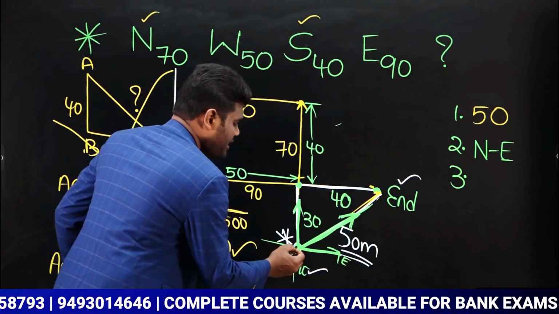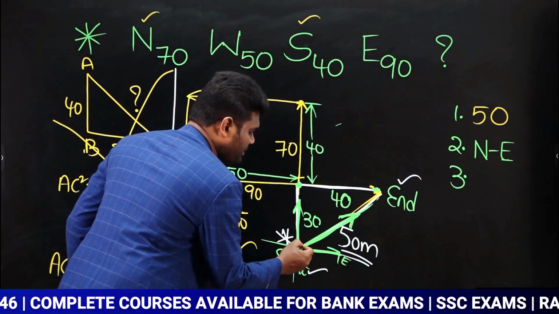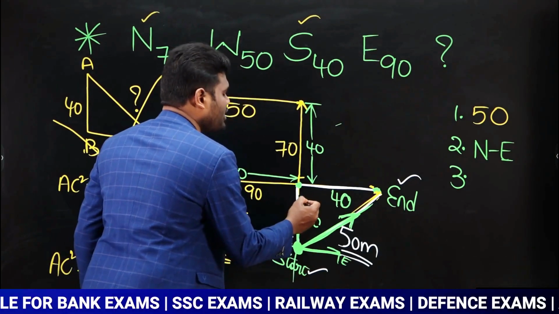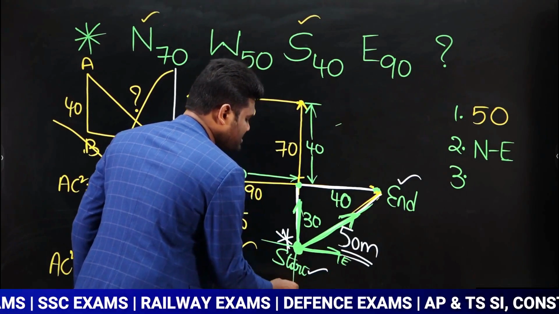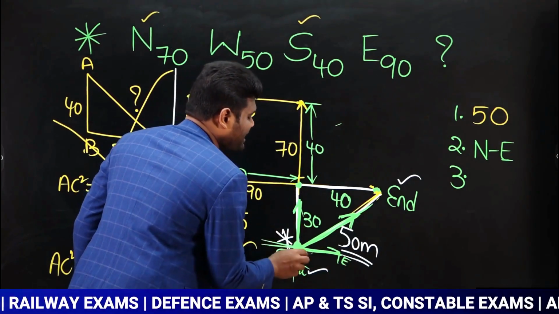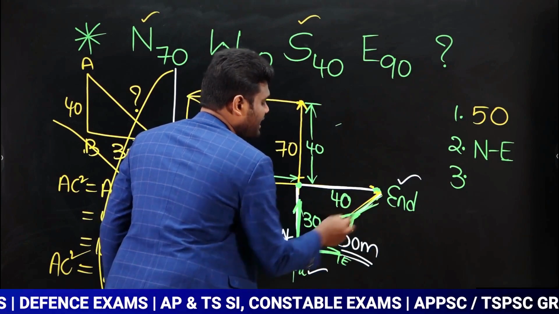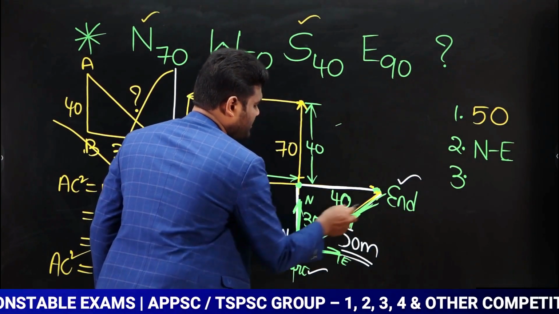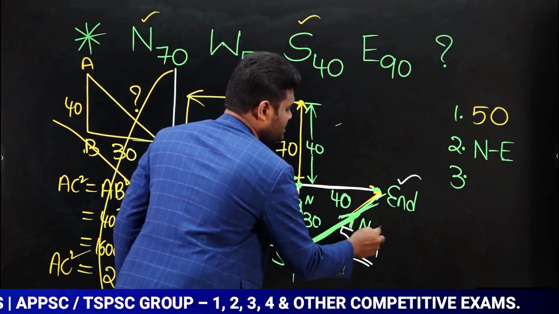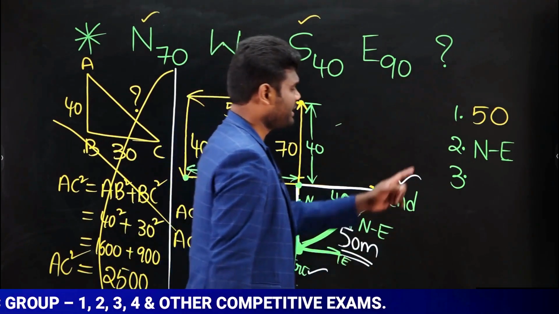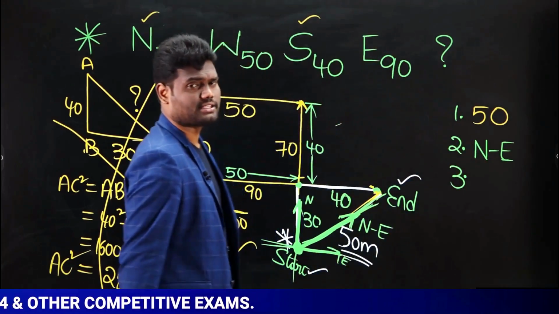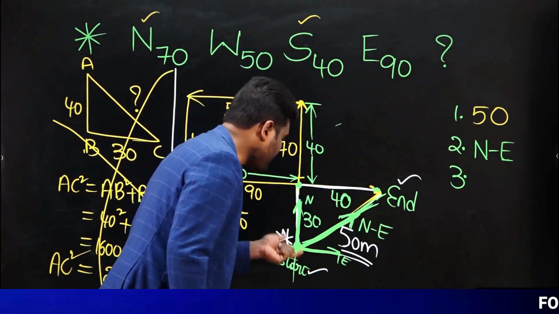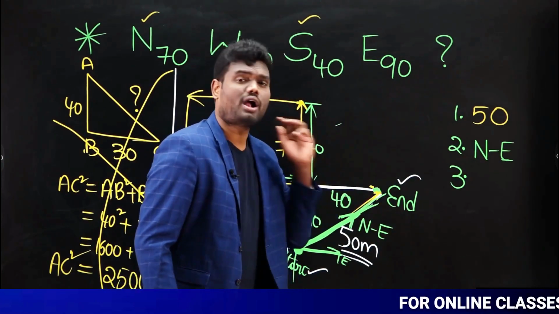So I need to look from the starting point. If I look from the starting point, this is going to be north, this is going to be east, this is going to be south, this is going to be west. Now our direction is in this way, between north and east. As this direction is between north and east, it is nothing but northeast. So the answer for this question is northeast direction. In which direction is he now from the starting point? Northeast direction.